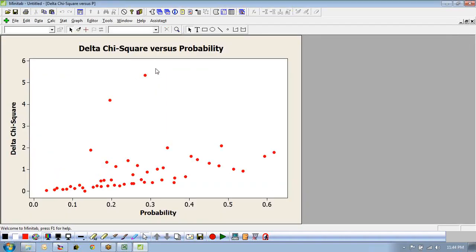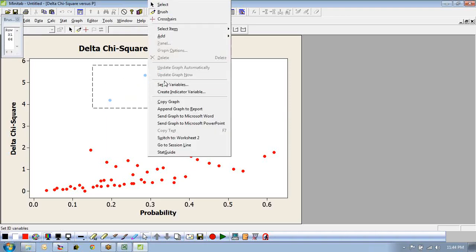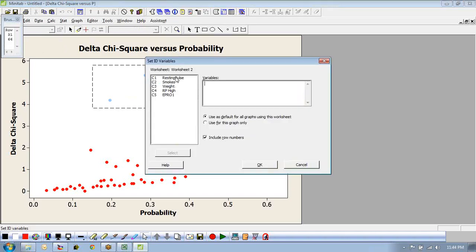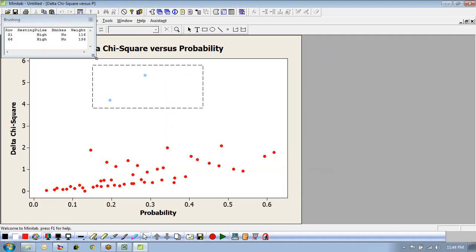And again, I have a couple of different outliers right here. I'm going to look at them right away. Again, I'm going to hit the brush. Brushing is a cool tool for this kind of stuff. Set the ID variables. And I'm just going to see what their resting pulse was, whether they smoked, and what their weight was. So who are these outliers?